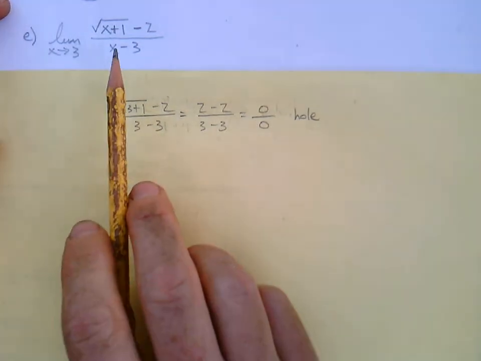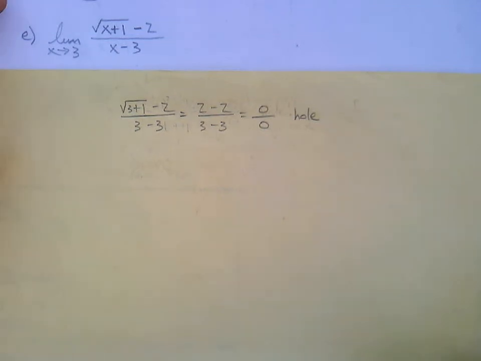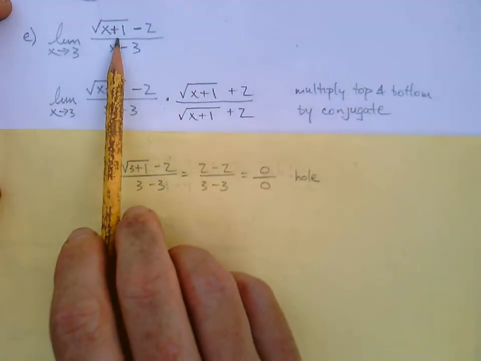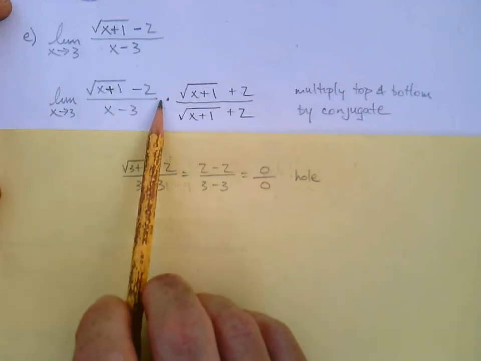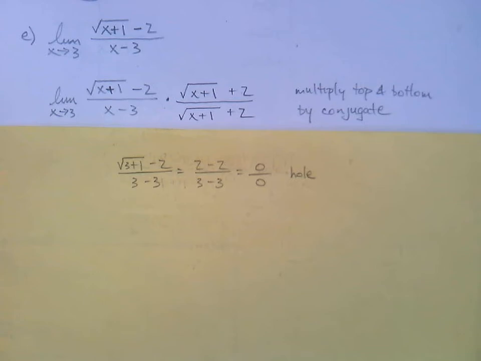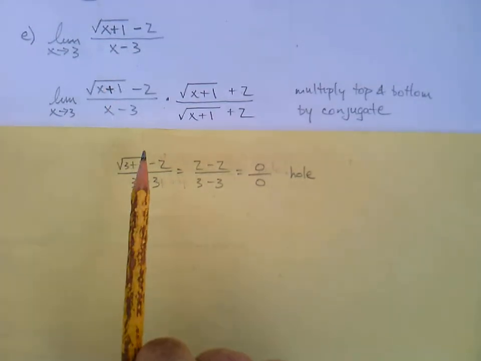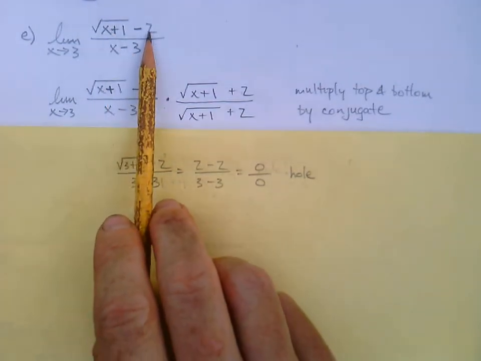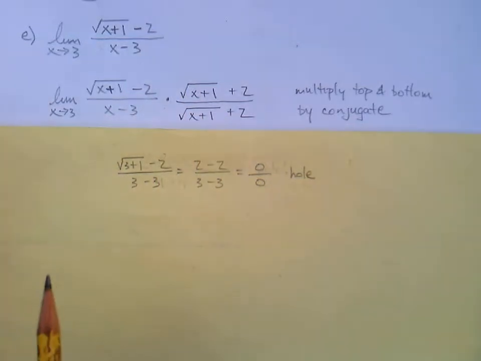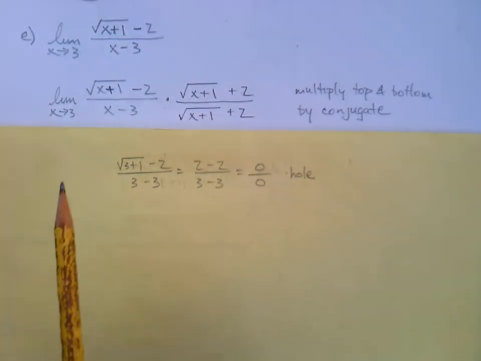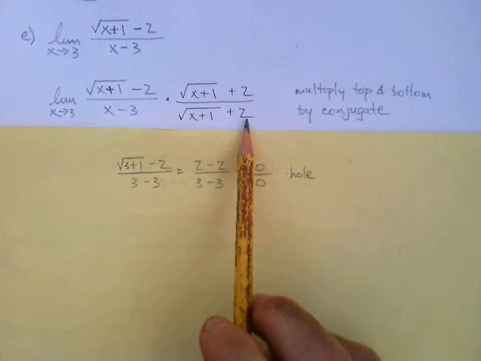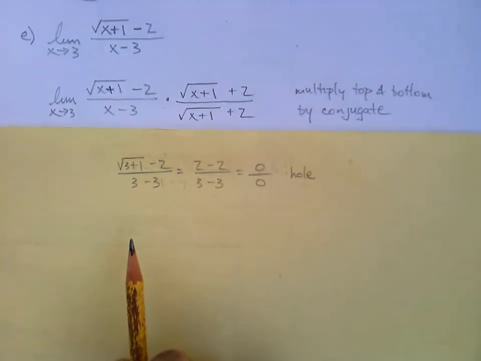Here's how we're going to simplify this. We're not going to do it by factoring. We're going to think, hey, that numerator, let's multiply the top and the bottom by its conjugate. So the conjugate meaning it's going to be identical to the numerator, except the minus sign turns into a plus. So I'll multiply the top and bottom by the square root of x plus 1 plus 2, and well, the denominator needs to be multiplied by the same thing.